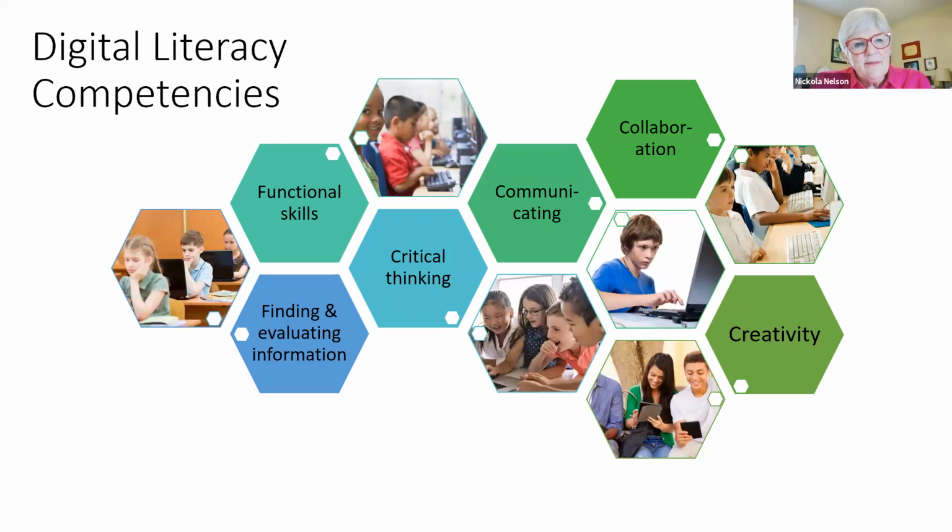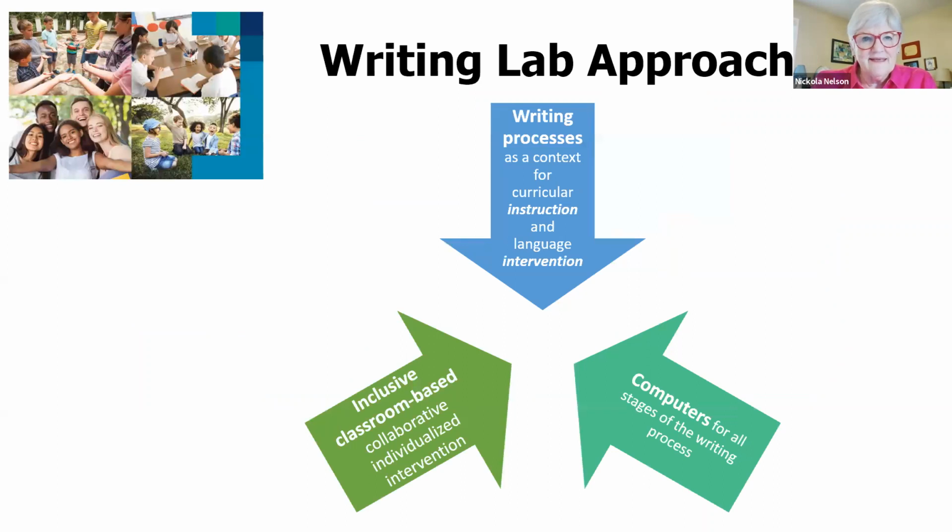Let's start by thinking about digital literacy competencies and what kinds of things we can target using a writing lab approach. There are 2 F's, functional skills and finding and evaluating information, as well as critical thinking, communicating, collaborating, creativity. These are all skills that are associated with digital literacy that we can help our students attain.